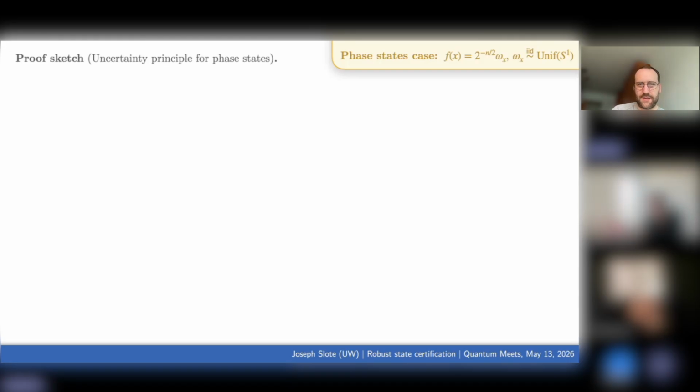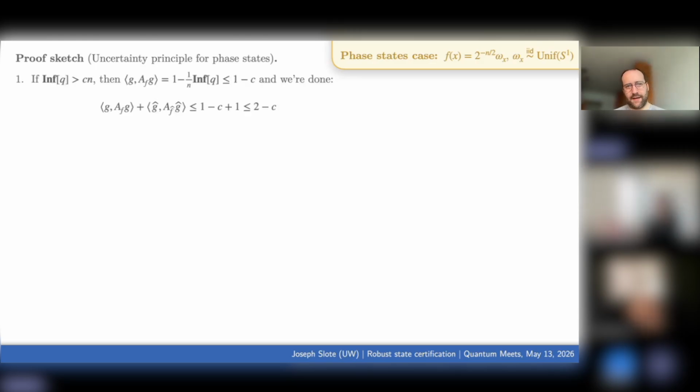So what's the general argument? The first thing to say is, let's repeat the win-win. If the influence of Q is large, then this first term, the measurement in the x basis, is bounded away from 1, and we're done. The reason is the sum of these two is bounded away from 2 by a constant. Otherwise, the influence is small.